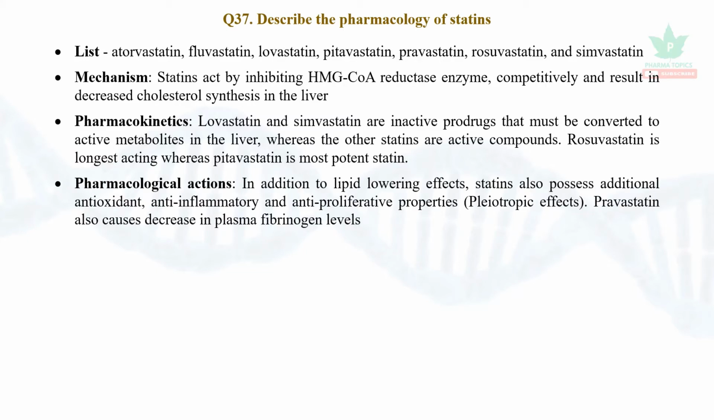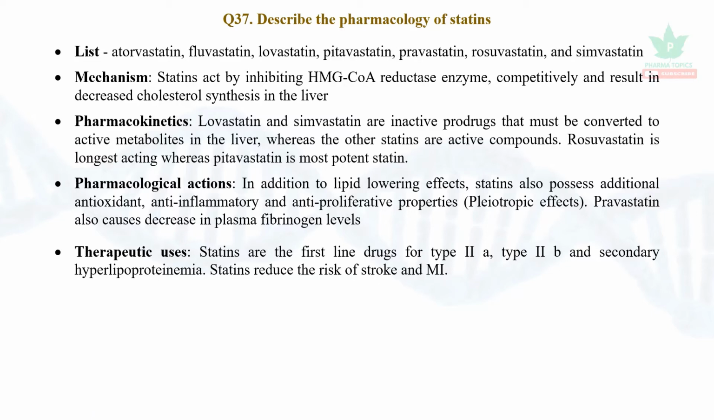Pharmacological actions, in addition to the lipid lowering effects, these statins have some additional benefits such as antioxidant, anti-inflammatory, and anti-proliferative properties. So this is collectively called pleiotropic effects. So that is why every cardiac patient is put on statins. Pravastatin also causes a decrease in the plasma fibrinogen levels. Therapeutic uses, statins are the first line drugs for type 2A, 2B, and secondary hyperlipoproteinemia. They reduce the risk of stroke and myocardial infarction.